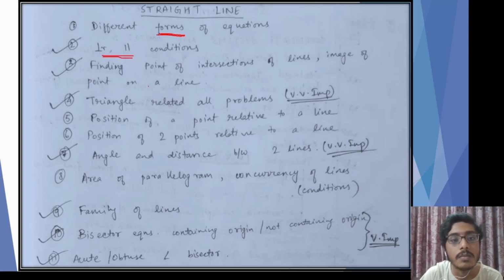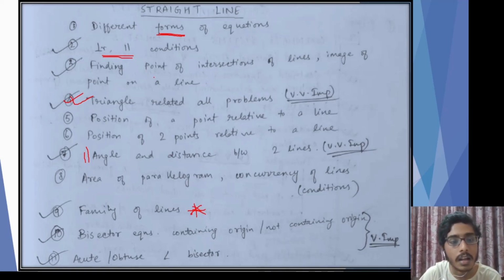Point of intersection, image of a point with respect to a line, this is very important. The triangle related problems, I'm repeatedly telling this, triangle related problems are very important for WebG. Next is the angle between two lines, the distance between two lines, this is also very important. Next is family of lines, this concept is important for WebG. Now there are many other concepts here in straight lines, you must know all of them, but I'm just stressing on the important concepts.